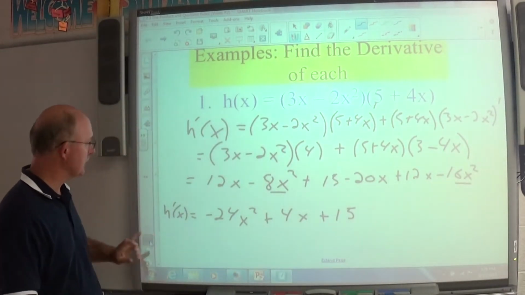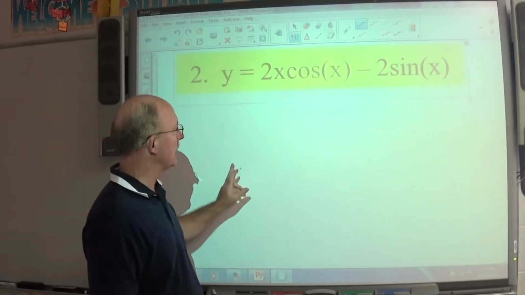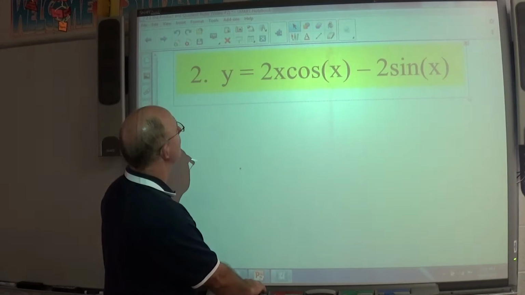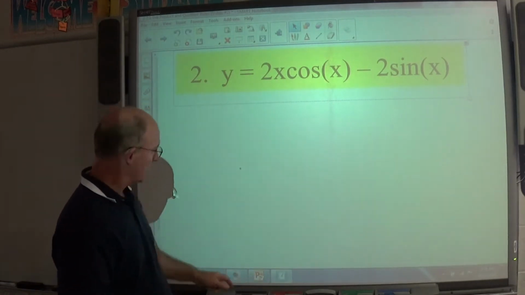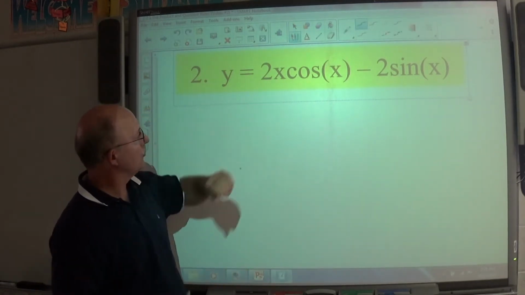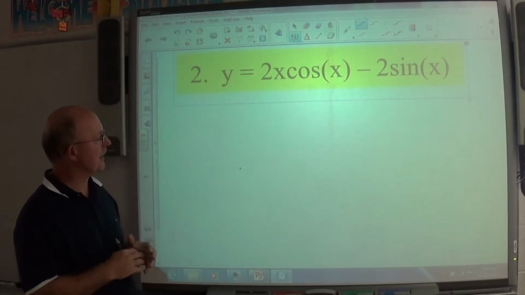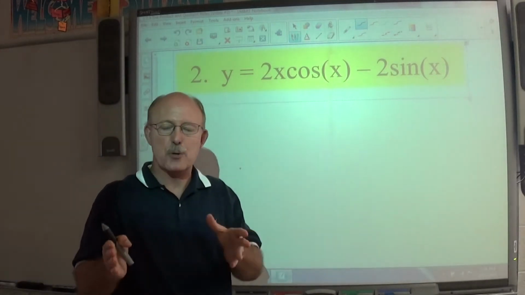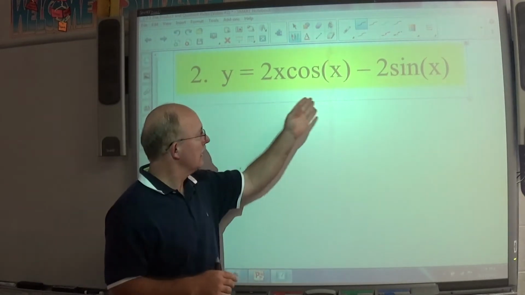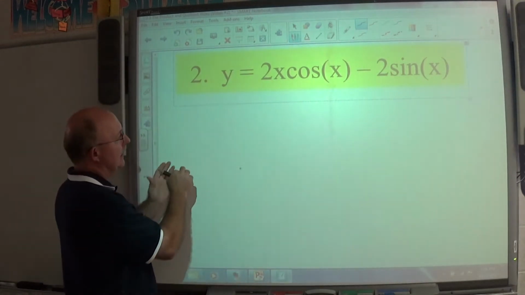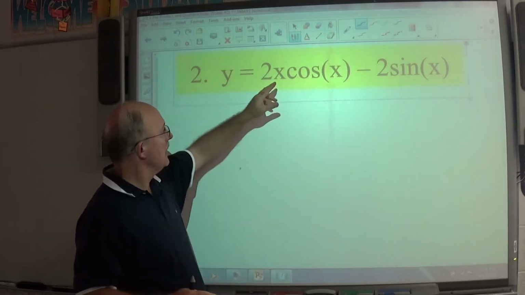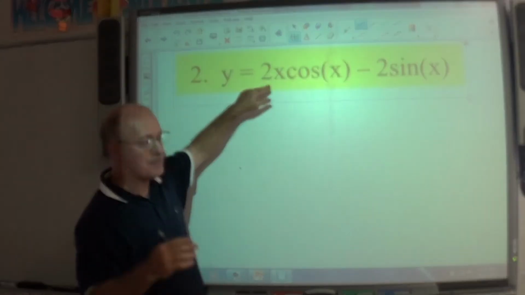Let's try another example. We'll be moving through these pretty quickly, so just try to keep up. As we get started here, we've got 2x cosine x minus sine x. As we find our derivative, for a lot of students it's sometimes difficult to see where the product is. This is a trig function, so as I look at this, you've got 2x cosine x.